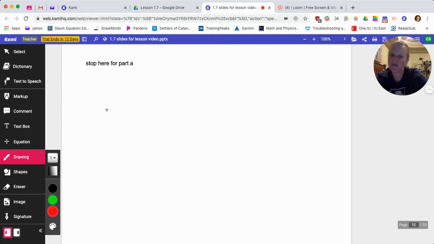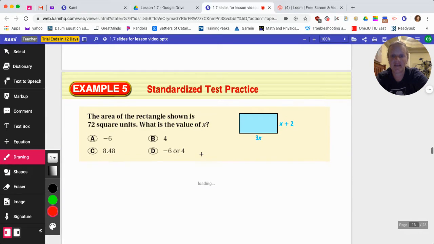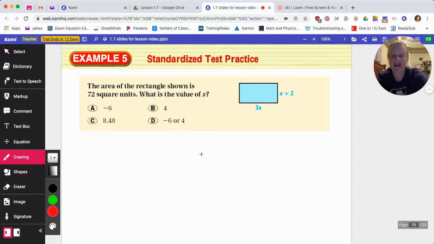So that's where we left off in part A. Let's go ahead and work on part B of the lesson. So here we have another example. They always do a standardized test practice. Not that we do a ton of standardized tests anymore, but the area of the rectangle shown is 72 square units. What is the value of x?